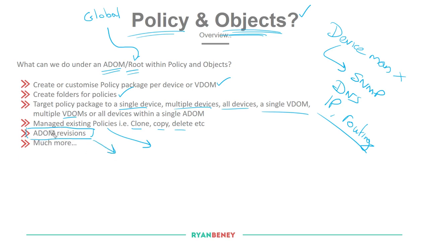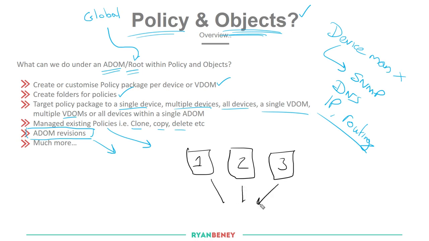So the ADOM revision is a key point to pick up within the policy and object tab. To give you an overview, all your policy packages, let's say for example we have a few policy packages, let's say we have policy package 1, 2 and 3. All of these policy packages, if they're all in the same ADOM, will link back to the same object database.